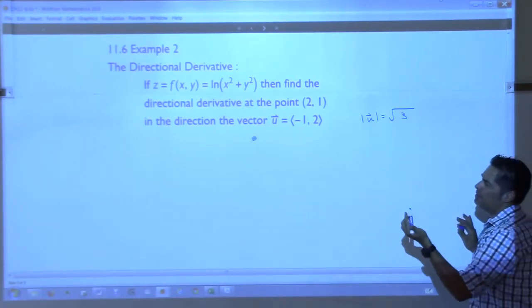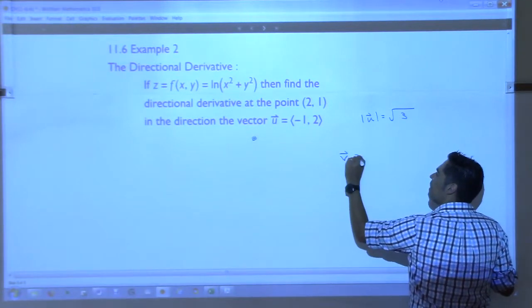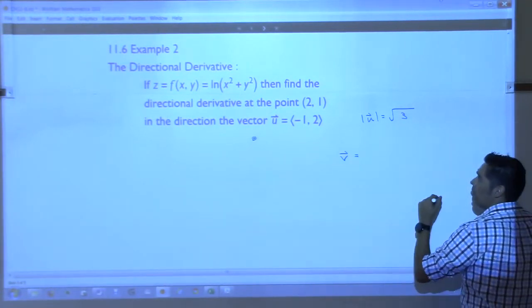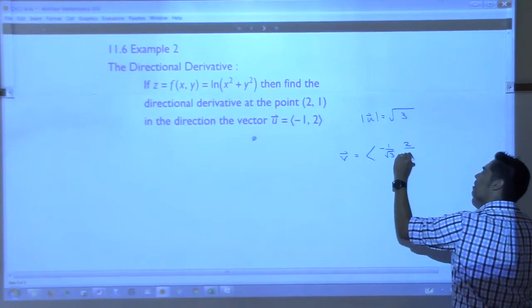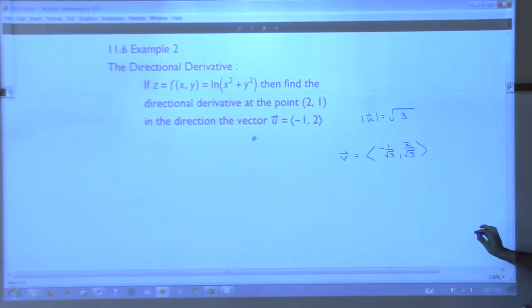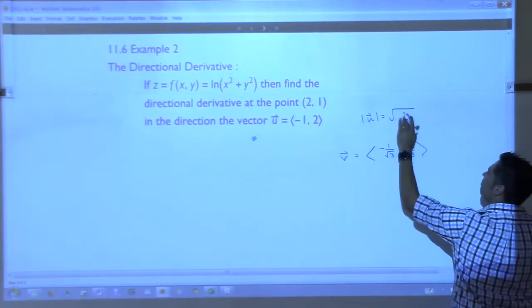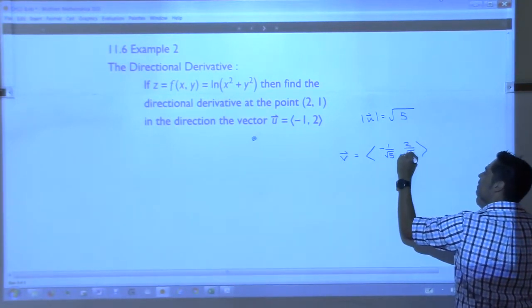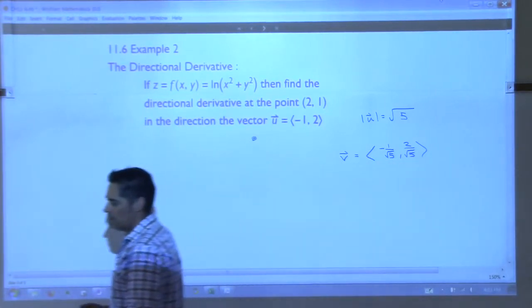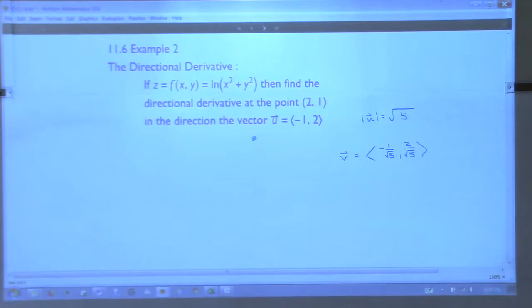So let's call it, instead of u, let's call it v. v is going to be the vector that points in the same direction as that one, but will have unit length. And that'll be just each component divided by the length of the vector. Wouldn't that be root 5? Yeah, root 5. Okay, so now we have a unit vector that points in the direction that we want to be pointing in.